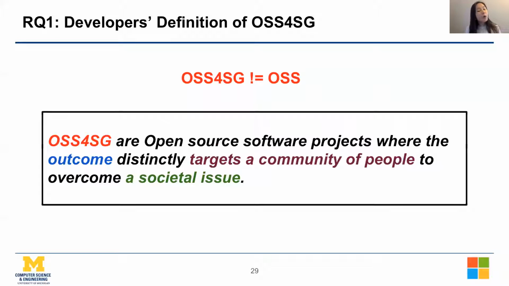We say, open source software for social good are open source software projects where the outcome distinctly targets a community of people to overcome a societal issue. This is the definition we present for the first time to the community.